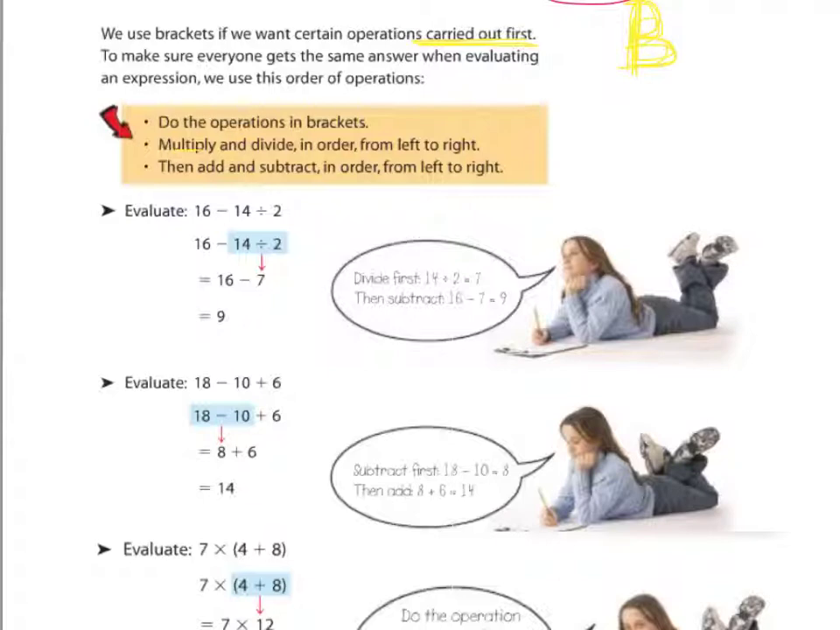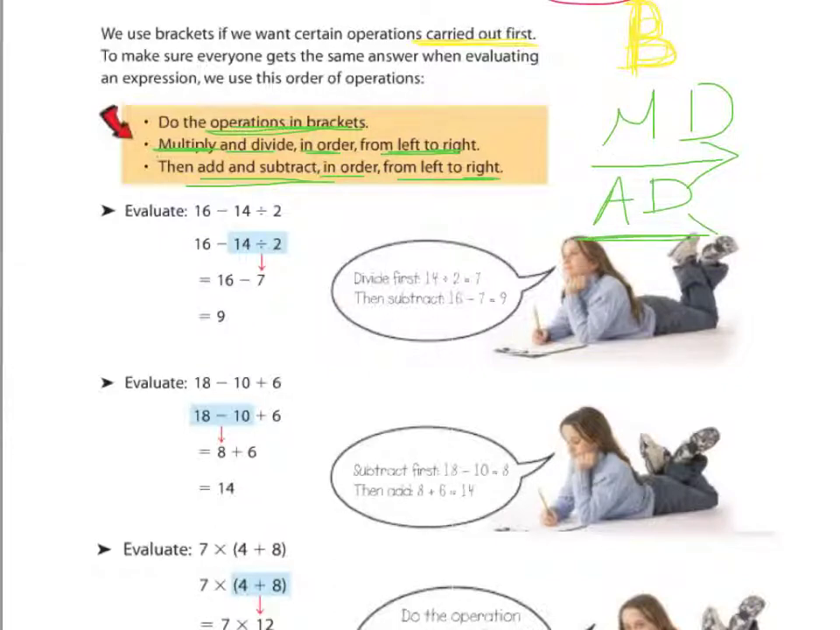The second thing we have to do, and I'm going to just change my color here so you'll be able to see it better. The second thing we have to do, so operations in brackets first, is to multiply and divide in order from left to right. So if divide comes first, we would do that first. Okay. Lastly, we add and subtract in order from left to right.